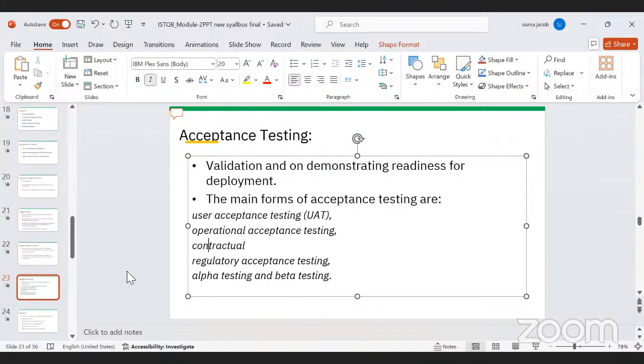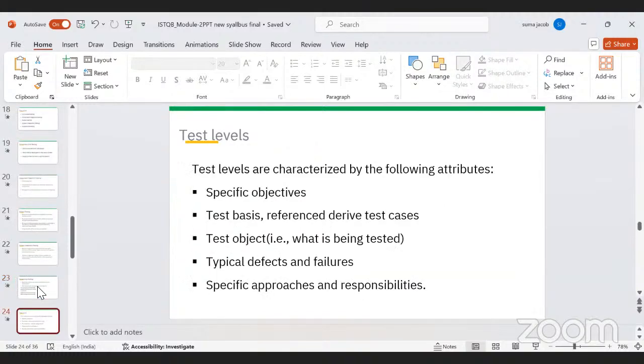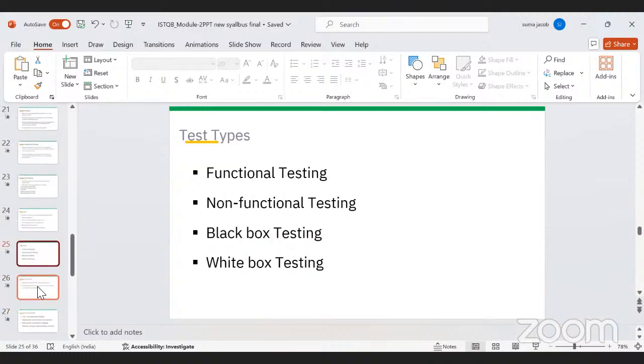So these are the different forms of acceptance testing. With that, we have come to an end of the test levels. So next is test types.